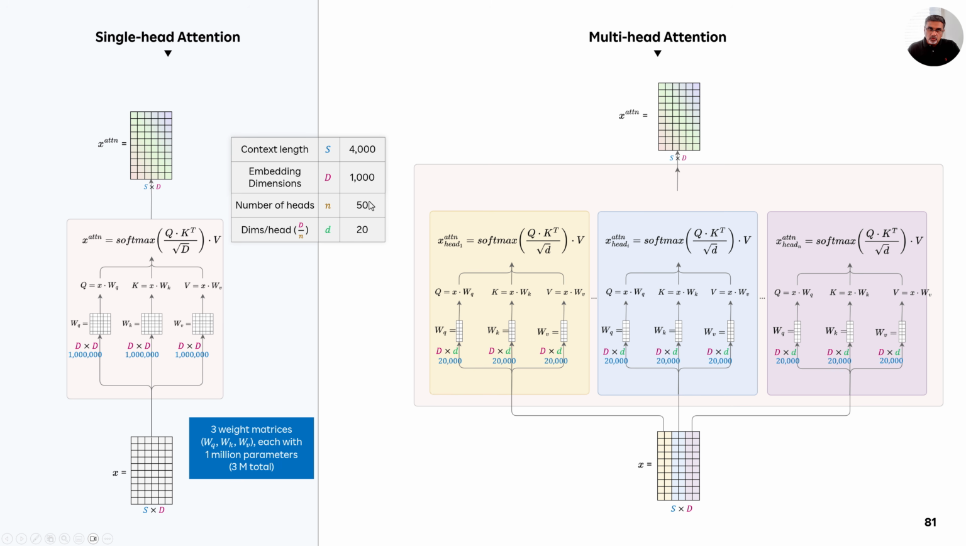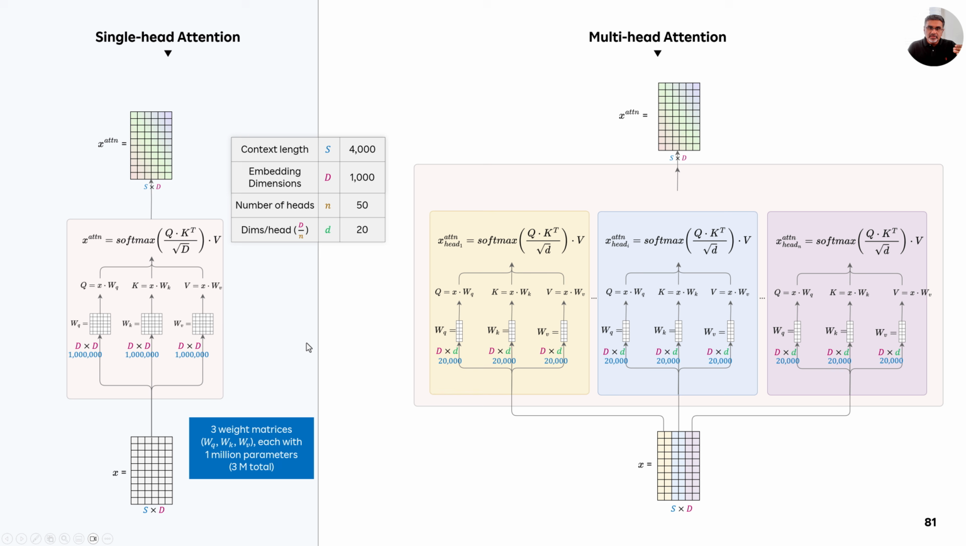So if you go back to this table, if your total number of dimensions capital D is 1000, and let's say you want to slice it across 50 different heads, each head, which is each self-attention module, will see only 20 dimensions. The first one will see 20, the next one will see the 20 after that, and the third one will see the 20 dimensions after that, and so on. So that is what multi-head attention is.